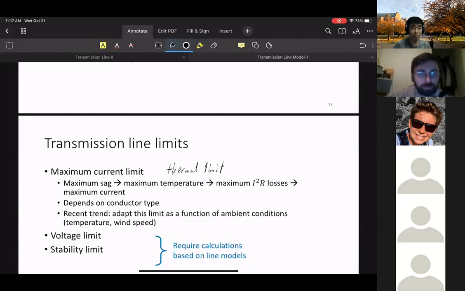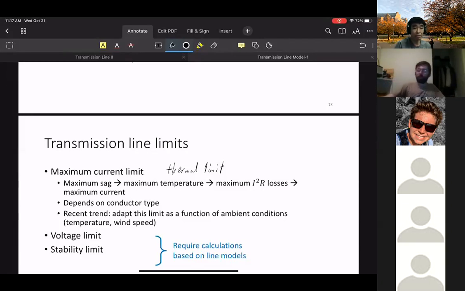It turns out much of our lines are not really constrained by the current limit, but rather by the voltage limit or the stability limit. These two are harder to understand, or less obvious. We'll do this next lecture. This won't take very long, but it's useful to do carefully, because later in the class, when we do the power flow calculations, these will enter as well.